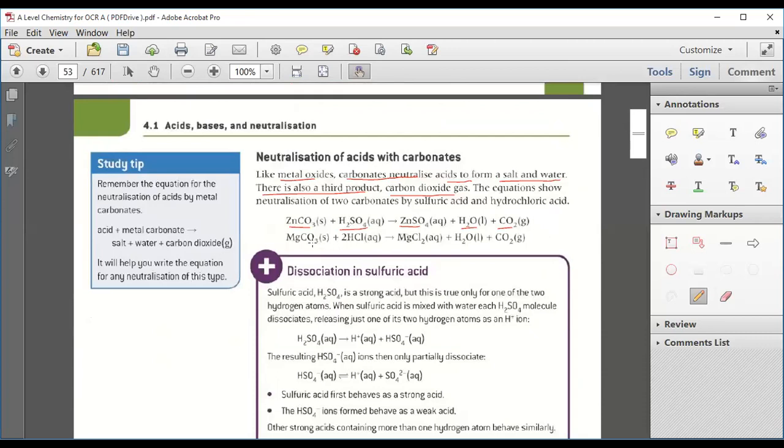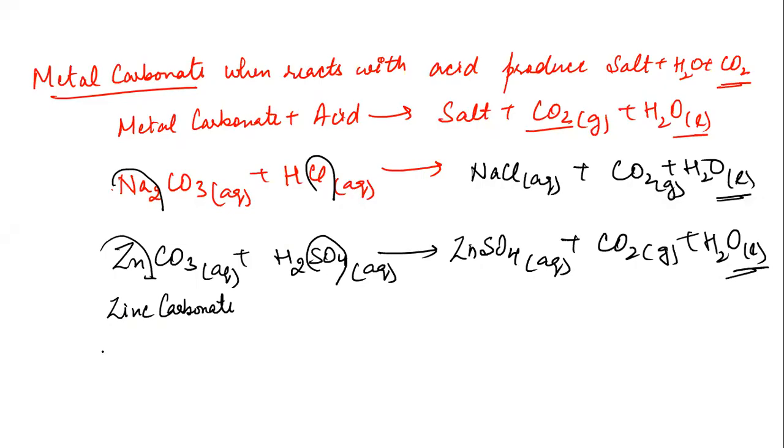Okay. Now that was the last topic. Magnesium is also there. Now see, there is one more salt. Magnesium carbonate plus, suppose H2SO4, or I will take nitric acid, HNO3.